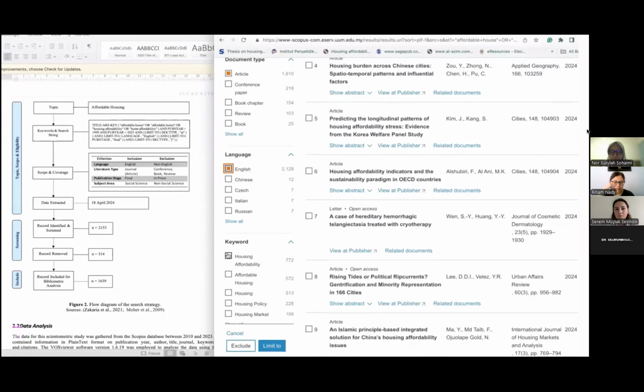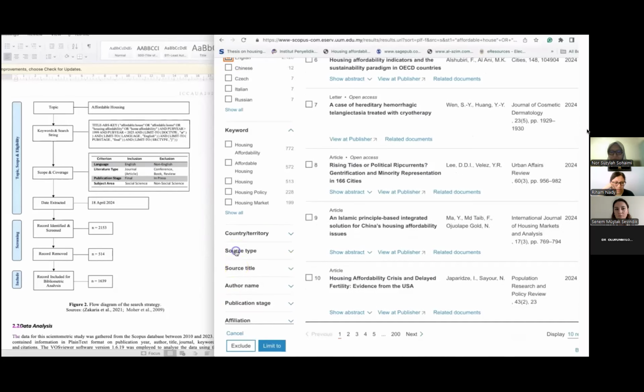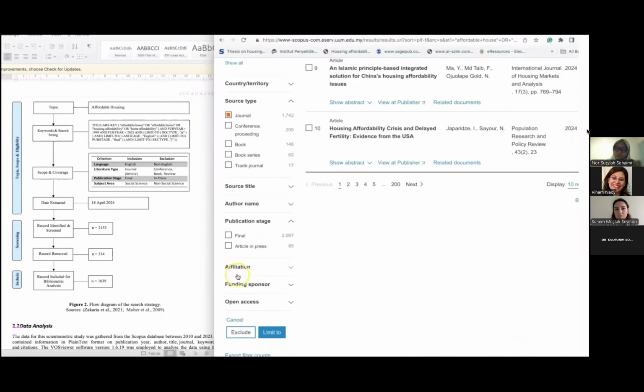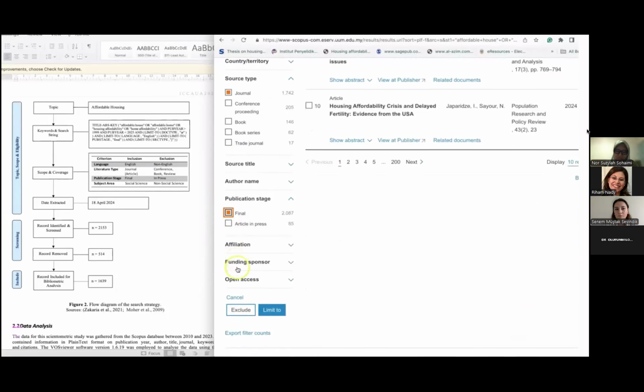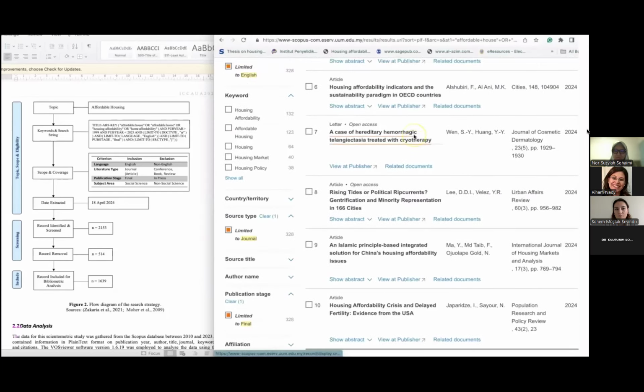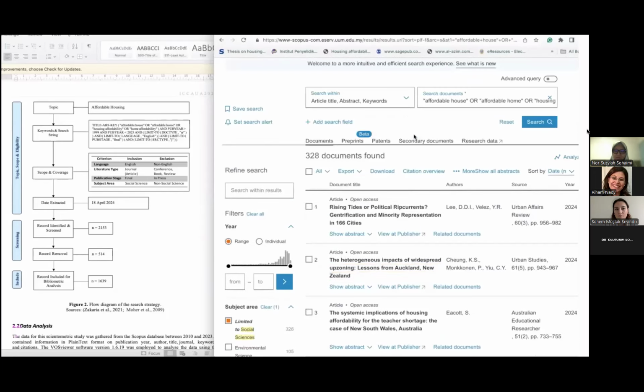For publication stage, we choose final journal, and we only select open access. After all the information is filtered, we click limit to, and we find that the number of documents found is about 328.